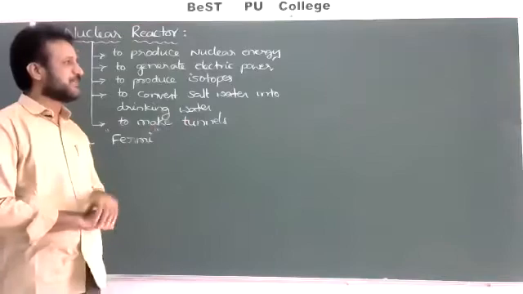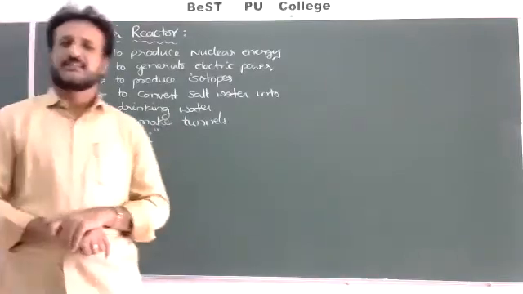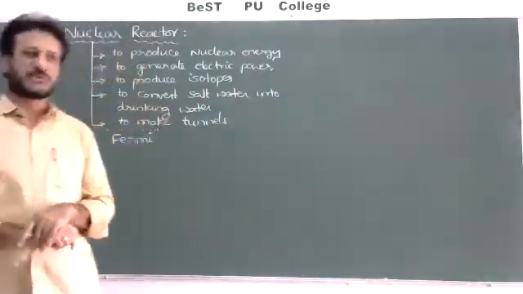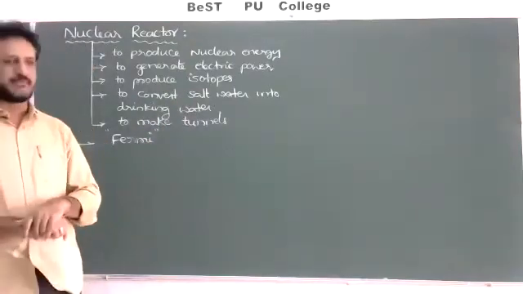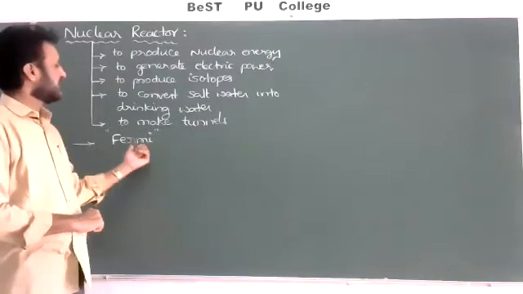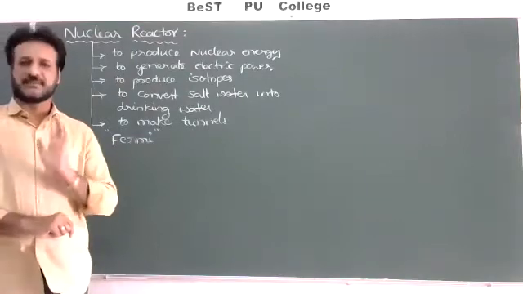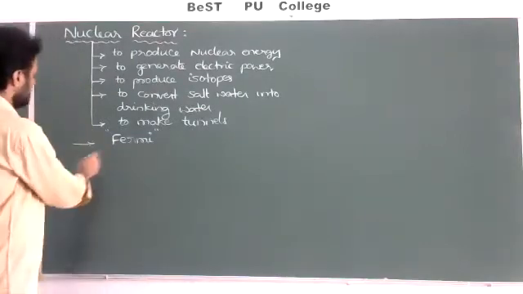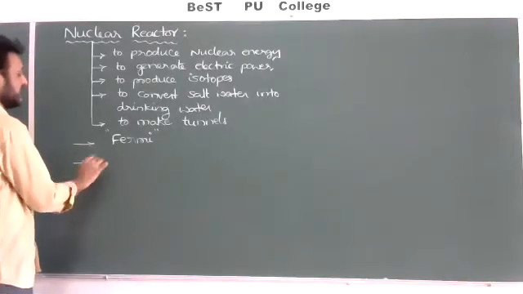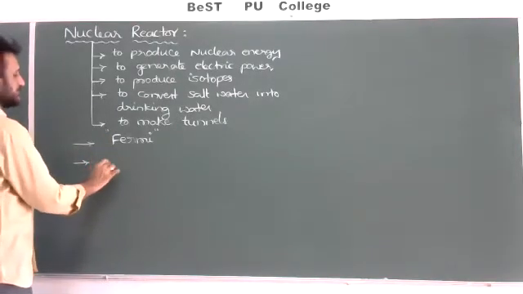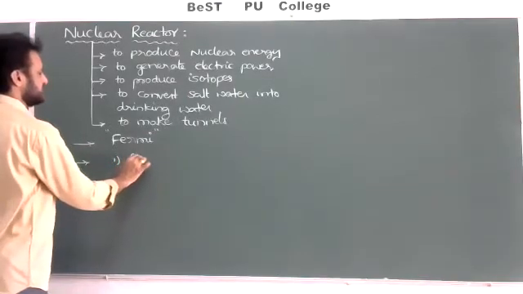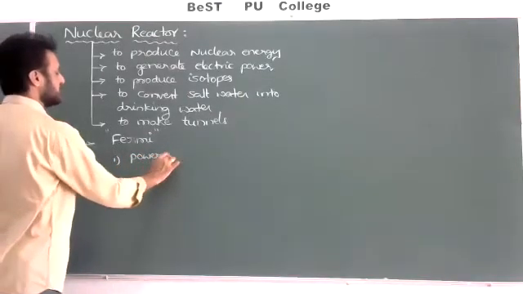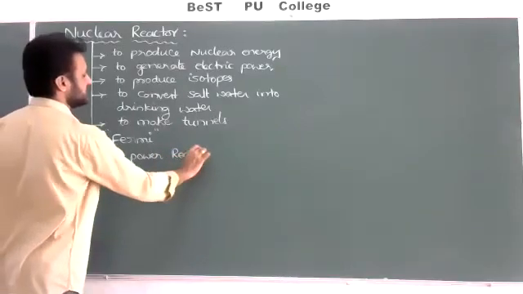But if not used in a proper way, it is very dangerous, because it produces radioactive radiations which are harmful to human beings. So the first nuclear reactor was designed by the scientist Fermi. Next, nuclear reactors are of three types. One type of nuclear reactor is the power reactor.